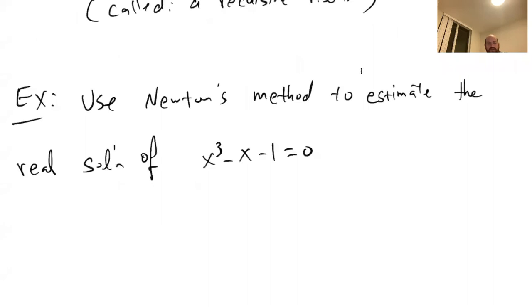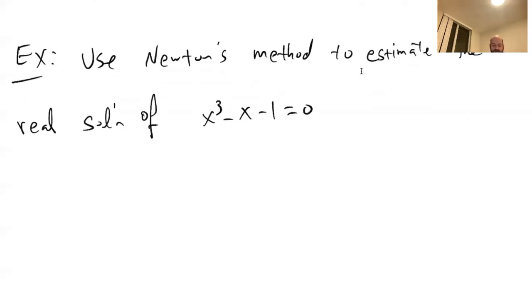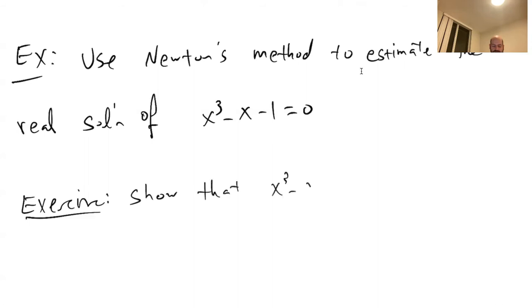So first of all, you can check that this equation has only one root. This is a cubic equation, but this equation has only one root. For example, you can sketch the graph of this function and show that it has one real root, or you can do this with other methods. So maybe I can leave that as an exercise. Show that x cubed minus x minus 1 equals 0 has exactly one root.